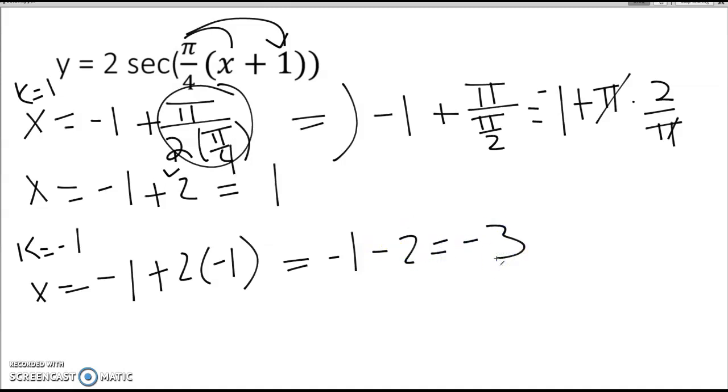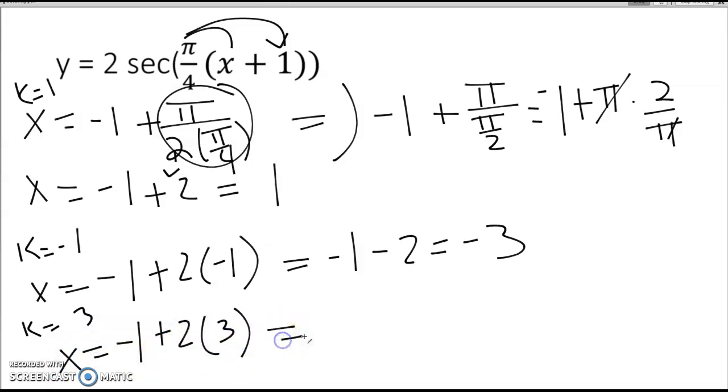So that still does not equal 8, so I need another one. So let's do it when k is equal to 3. So I get x equals -1 plus 2 times 3, which is -1 plus 6, which is 5. So the distance from 5 to -3 is 8. So that gives me my 1 full period. So I have that 1 full period.